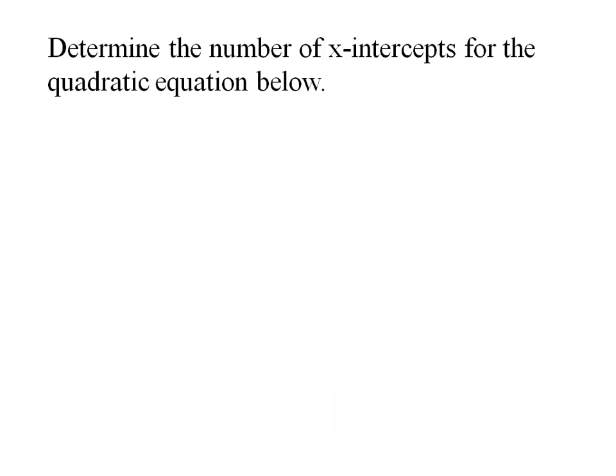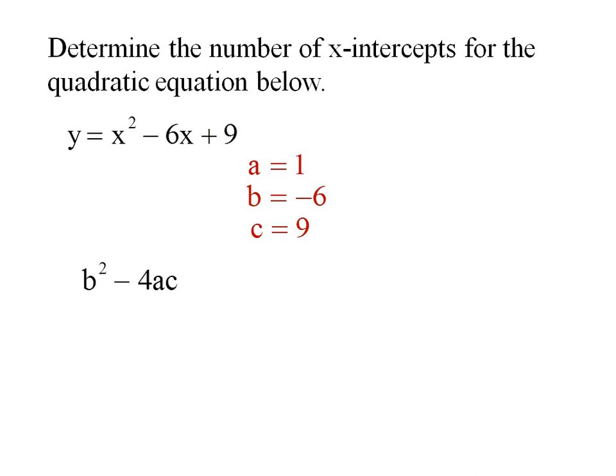And I'll show you how to find out what the imaginary solution is next week. And then the final example here is y equals x squared minus 6x plus 9. And again, we begin with our a, our b, and our c. A is 1, b is -6, c is 9. And our discriminant is b squared minus 4ac.